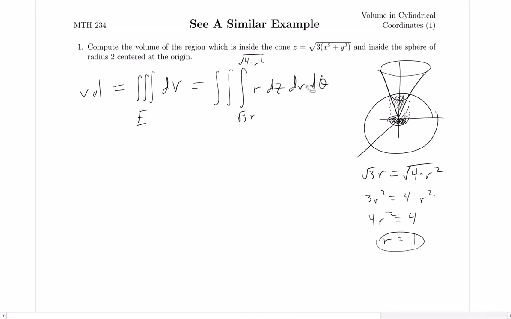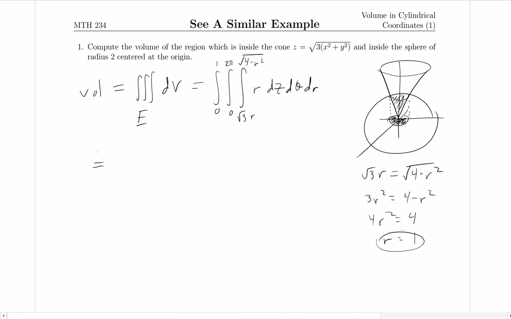And let's actually do it in the other order. Let's do theta first and then r. Doesn't really matter, but let's do it that way. So r goes from 0 to 1, theta from 0 to 2 pi. Okay.